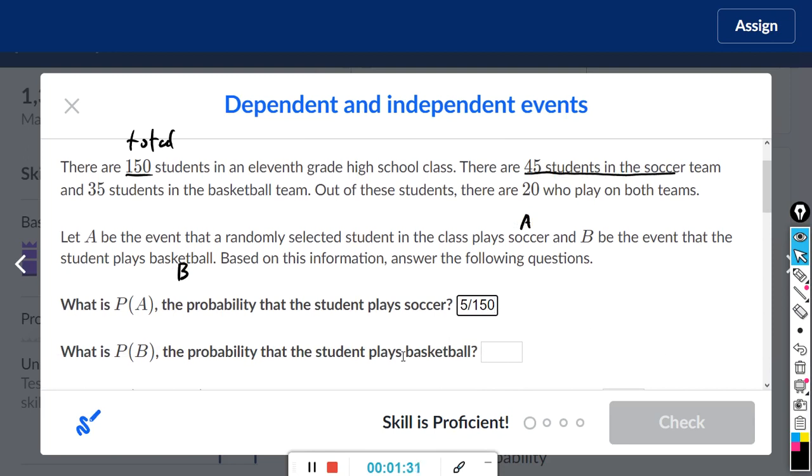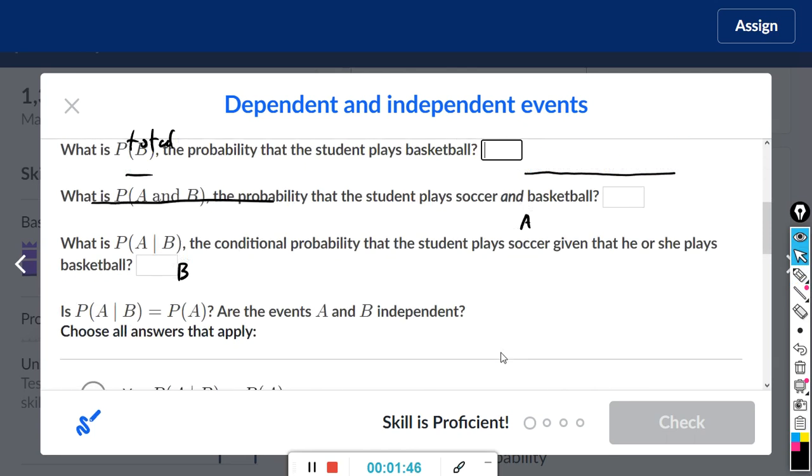For the probability that the student plays basketball, there are 35 students on the basketball team, and that's out of a total of 150. So in the box, it's going to be 35 over 150. 35/150.